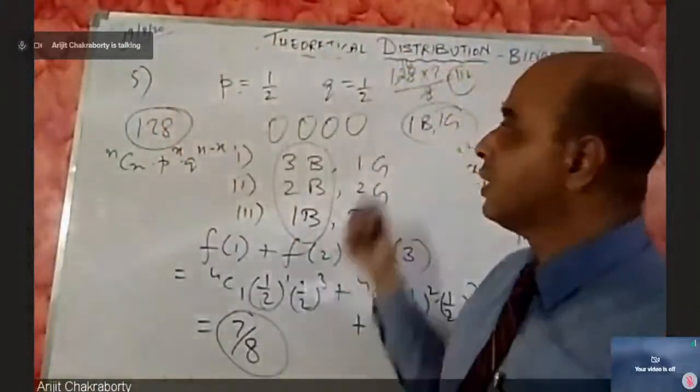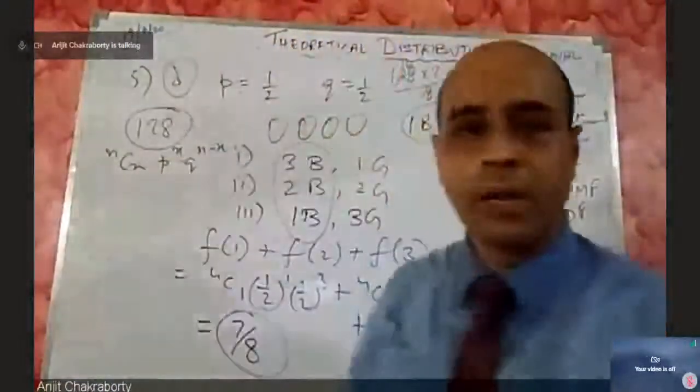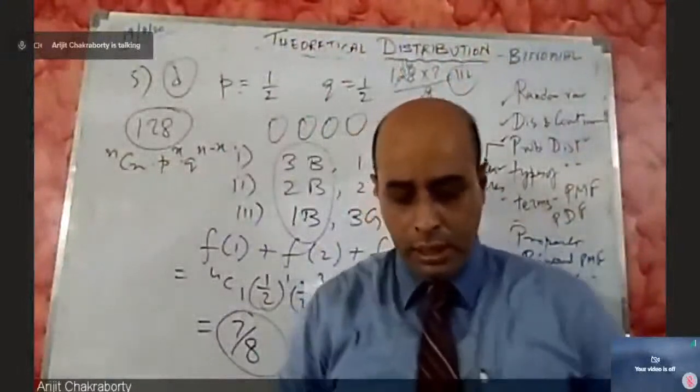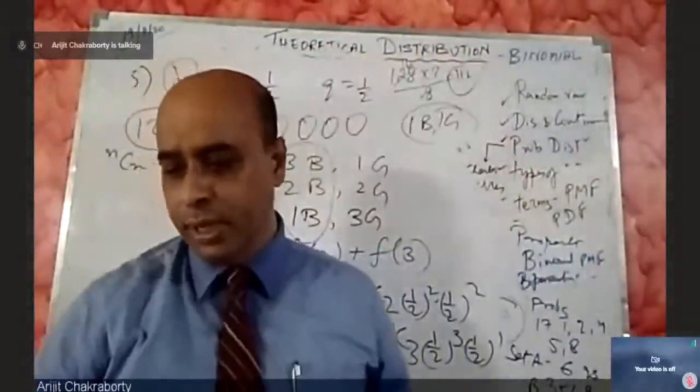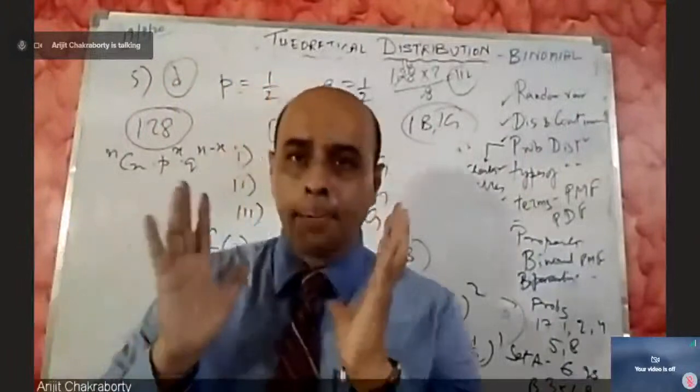Okay, so we have got it. This answer is coming to 5D, 112. So dear friends, with this we are wrapping up the discussion on the probability distribution.